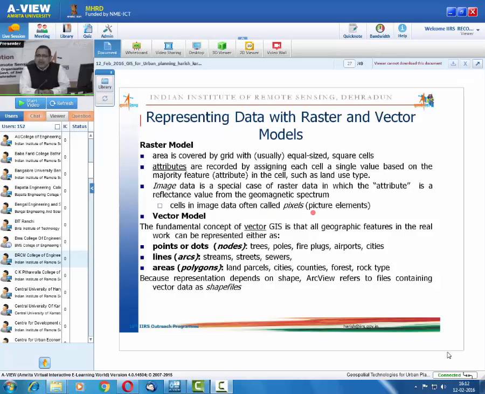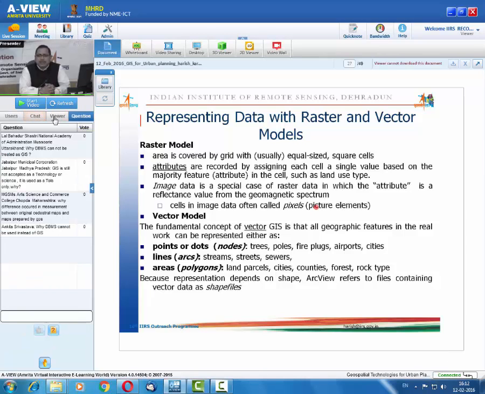A cell in image data is often called a pixel. A typical example is a photograph taken from your mobile phone nowadays, which can be considered a completely raster image. Similar images are captured through satellite remote sensing technology also.